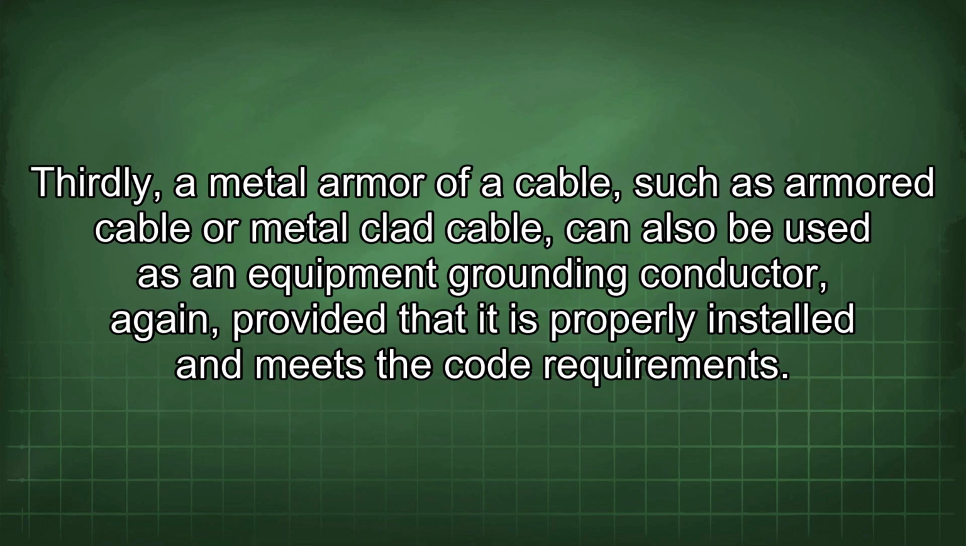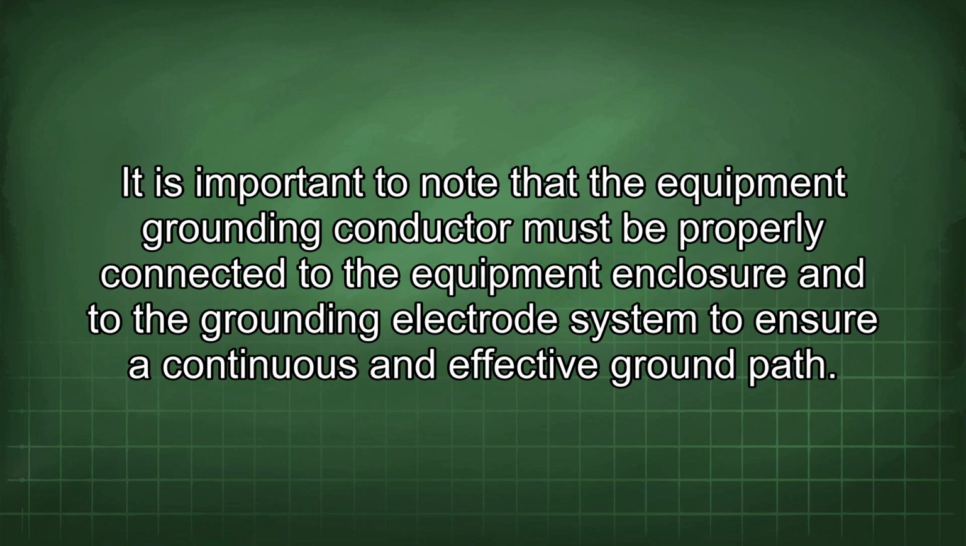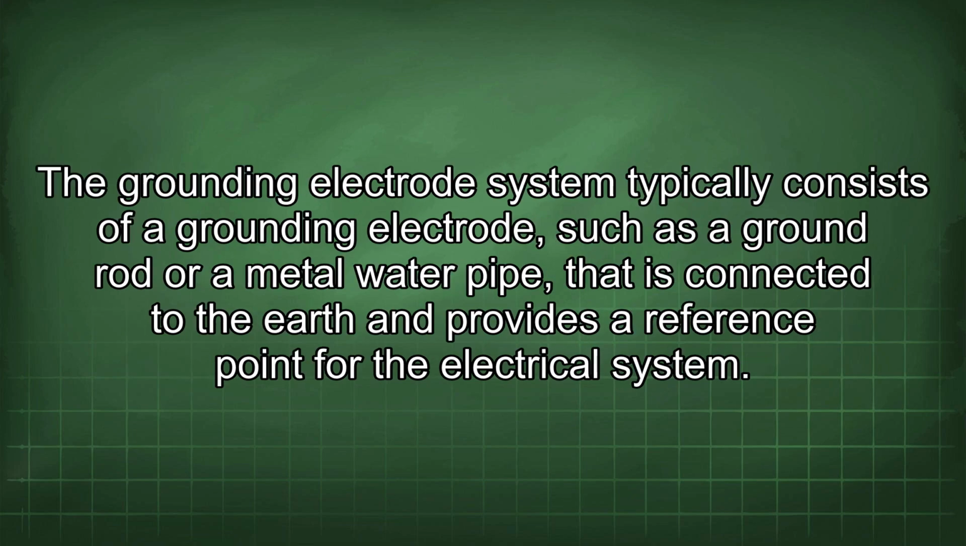Thirdly, the metal armor of a cable, such as armored cable or metal-clad cable, can also be used as an equipment grounding conductor, again, provided that it is properly installed and meets the code requirements. It is important to note that the equipment grounding conductor must be properly connected to the equipment enclosure and to the grounding electrode system to ensure a continuous and effective ground path. The grounding electrode system typically consists of a grounding electrode, such as a ground rod or a metal water pipe, that is connected to the earth and provides a reference point for the electrical system.